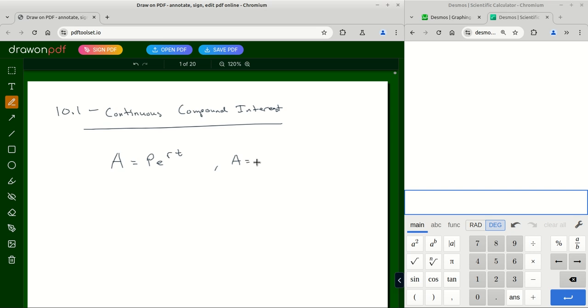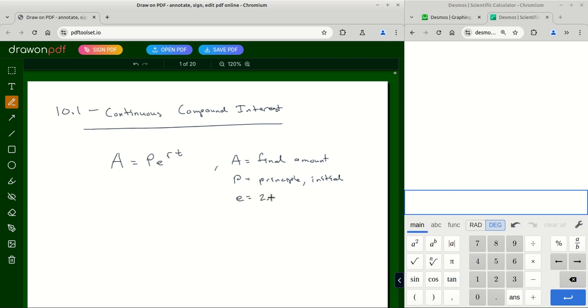Again, I'm just going to assume that you haven't ever seen this. So A is your final amount in the account, which I'll explain more about compound interest in a second. P is your principal, or again, your initial amount or your starting amount.